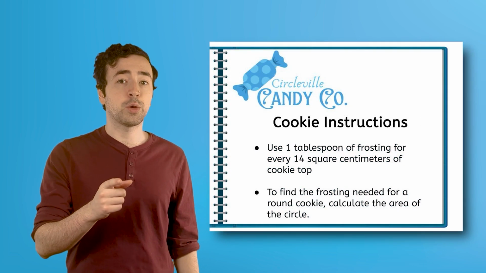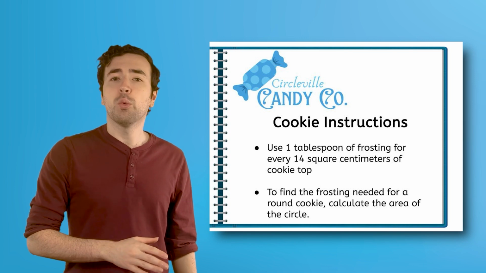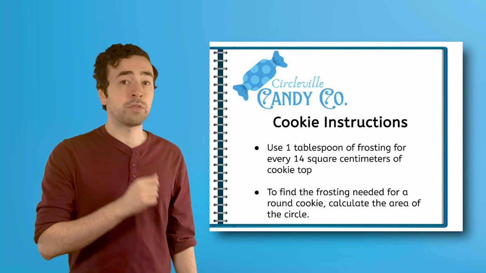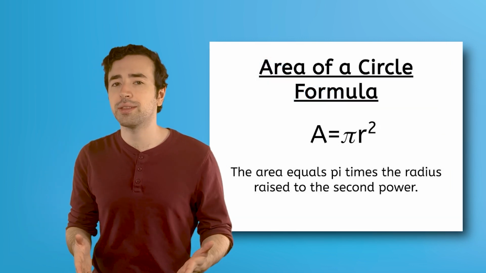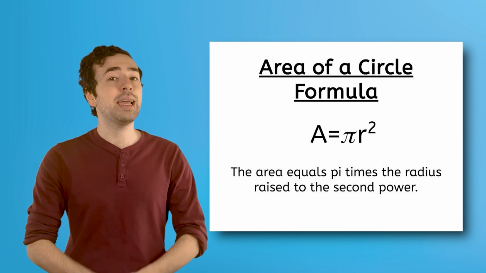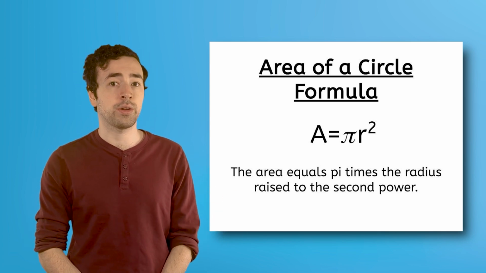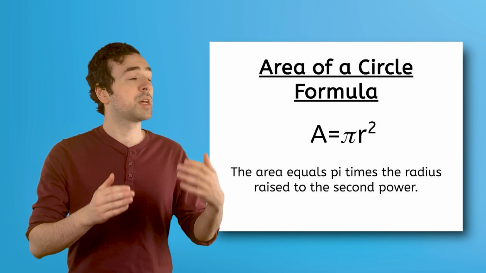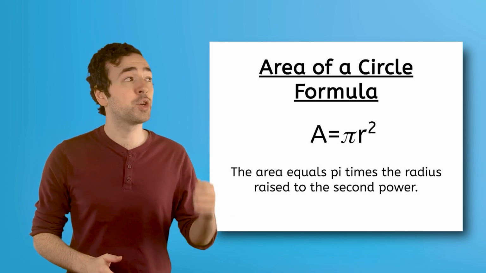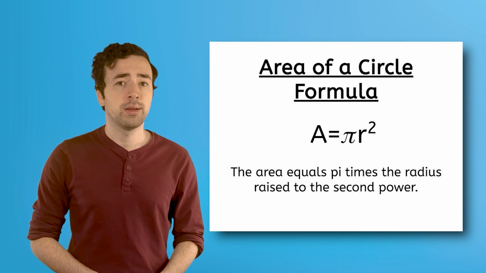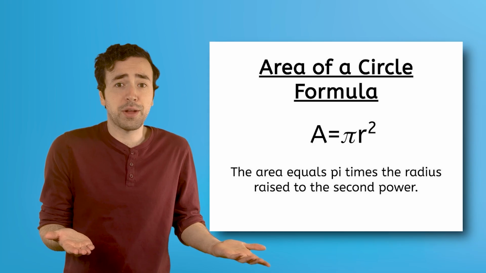To find the frosting we need for a round cookie, we'll calculate the area of the circle. The formula to calculate the area of a circle is A equals pi r squared, or the area equals pi times the radius raised to the second power. So if we know the radius, we can figure out the area.